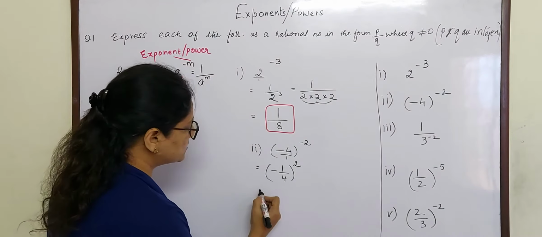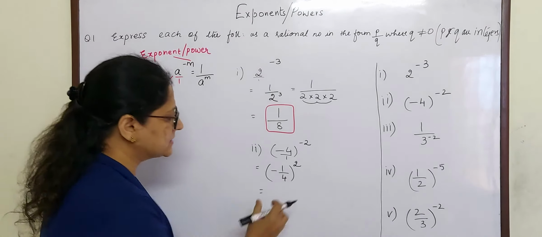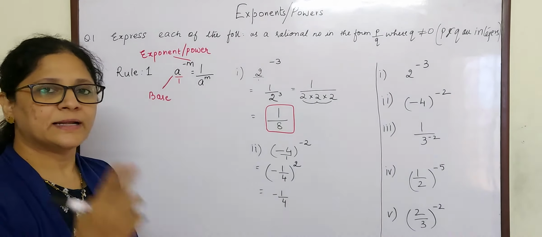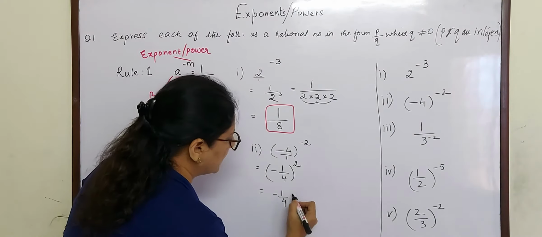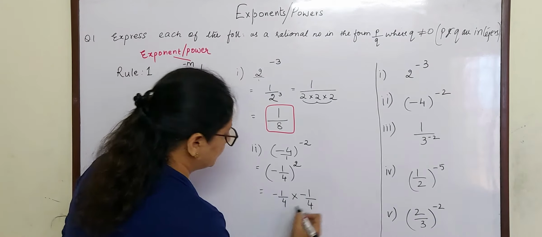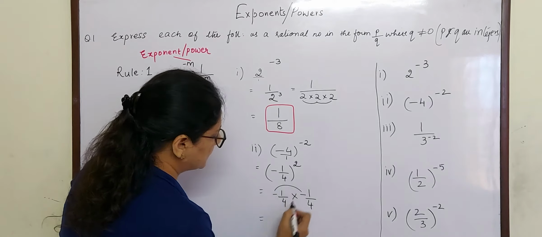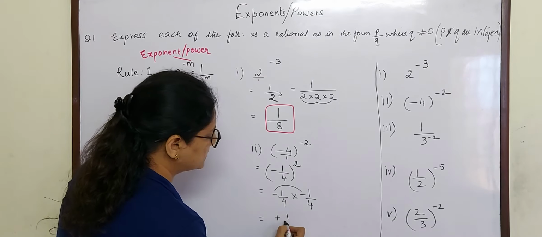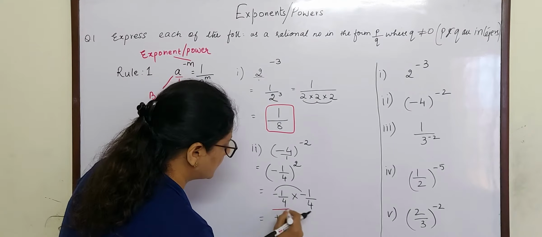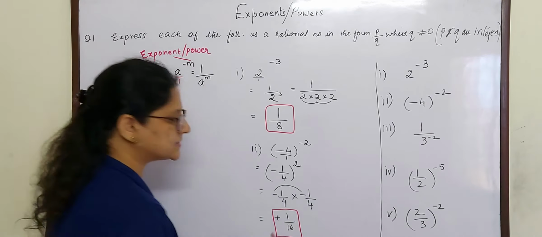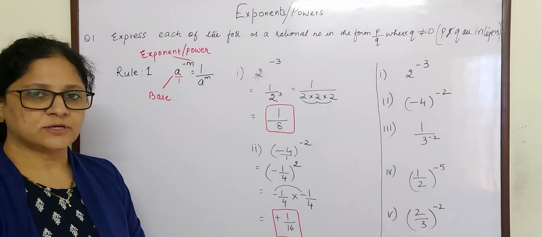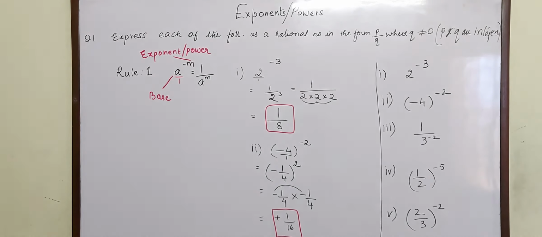So minus 1 by 4 whole square means this base minus 1 by 4 has to be multiplied 2 times. So minus 1 by 4 into minus 1 by 4 will give you minus into minus plus, 1 1s are 1, 4 4s are 16. So your answer is plus 1 by 16 or 1 by 16. You understood these sums children? So let us go to the next sum.